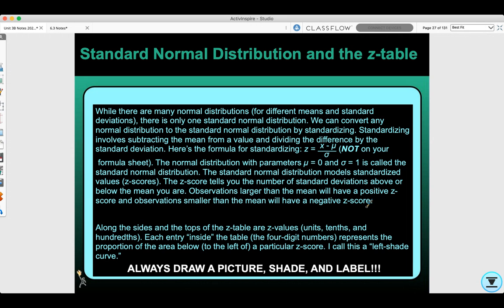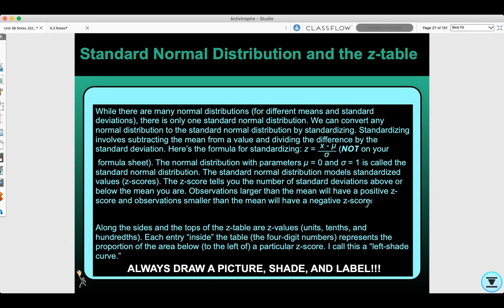The z-score tells you the number of standard deviations above or below the mean you are. Observations larger than the mean will have a positive z-score, and observations smaller than the mean will have a negative z-score. Along the sides and tops of the z-table are z-values, units, tenths, and hundredths. Each entry inside the table, the 4-digit number, represents the proportion of the area below, which means to the left of, a particular z-score. I call this the left shade curve.